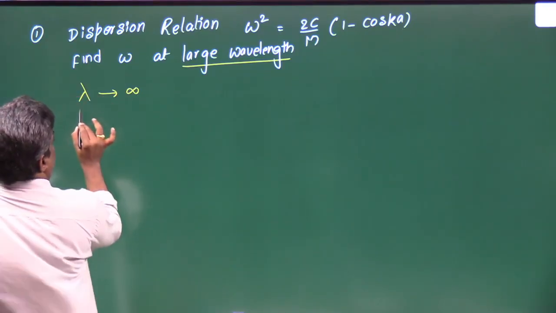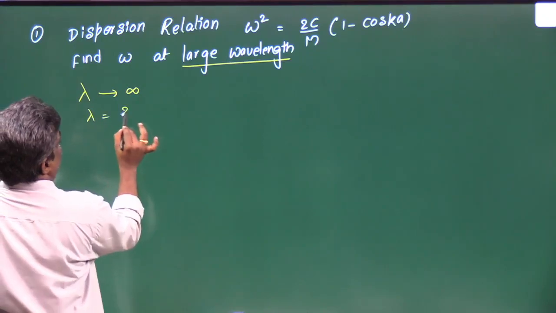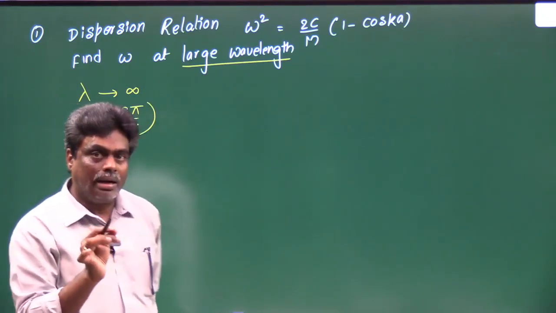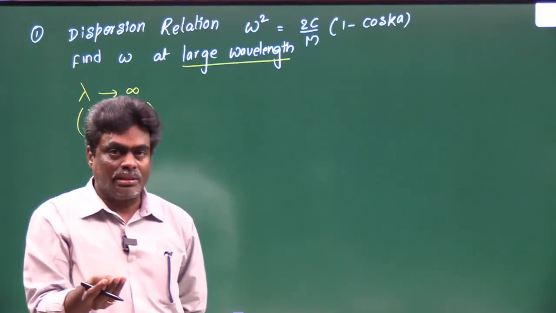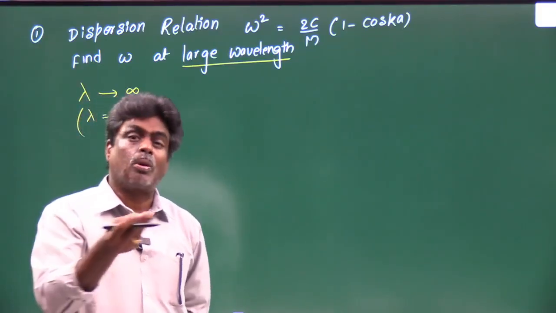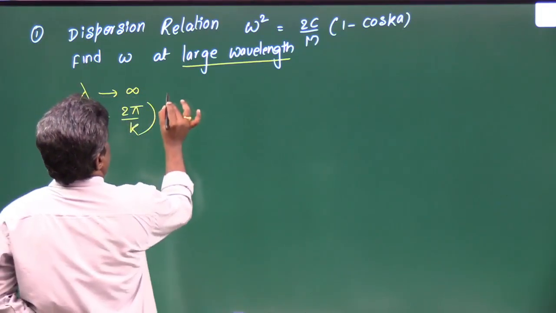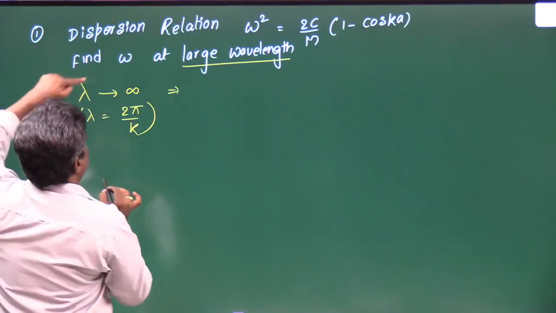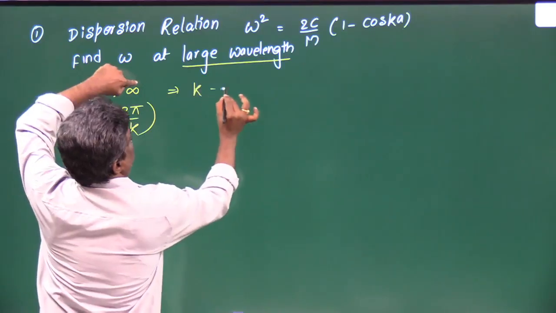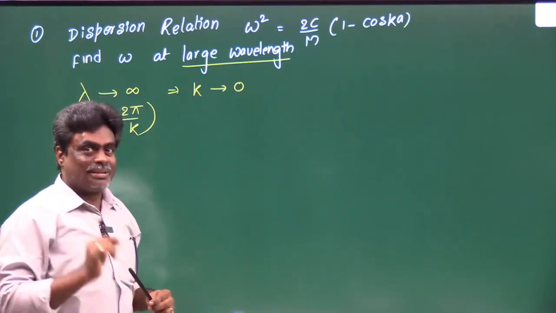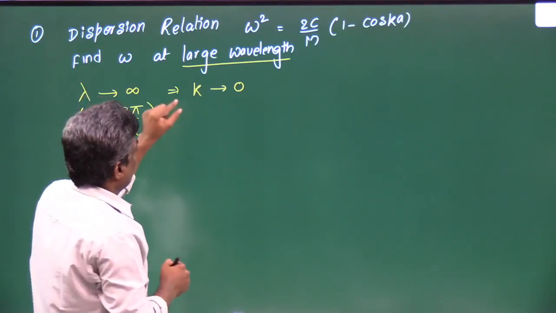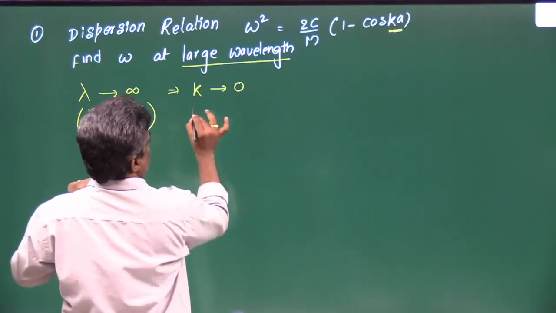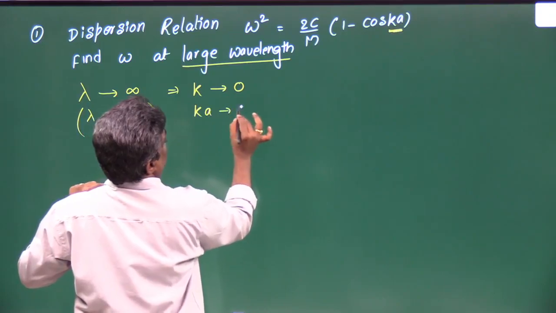You know the relation lambda equal to 2 pi by k. This is the relation between lambda and k, where lambda is the wavelength and k is the wave vector or propagation vector. If these two are reciprocal to each other, as lambda tends to infinity, you can say k tends to 0. That means k is very small. Here, if you observe carefully, we have ka, so ka is also tending to 0.